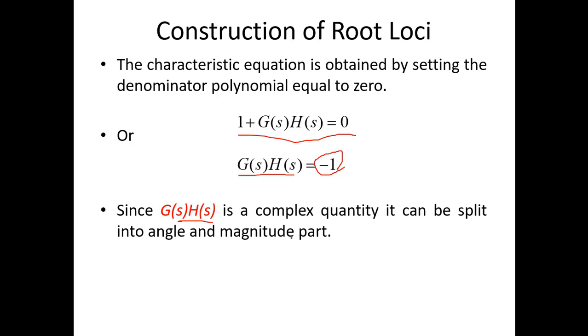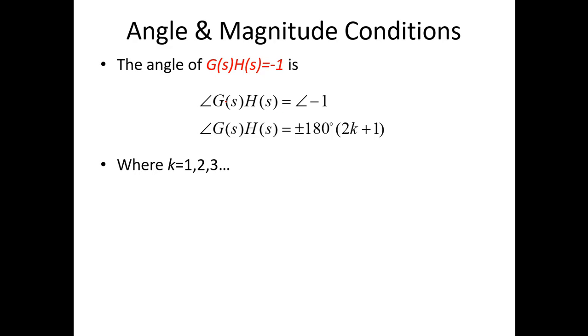So you know that for any complex quantity there are two parts. The first one is the angle, and the second one is magnitude. So for the angle criteria, the angle of g(s)h(s) should be equal to plus or minus 180 degrees times (2k plus 1), and this k is basically any integer.